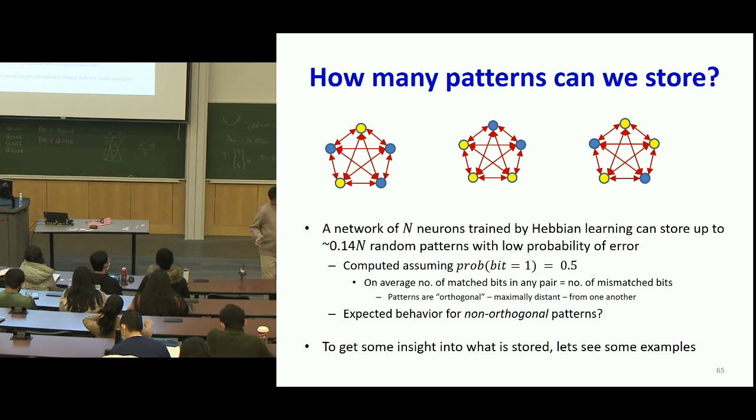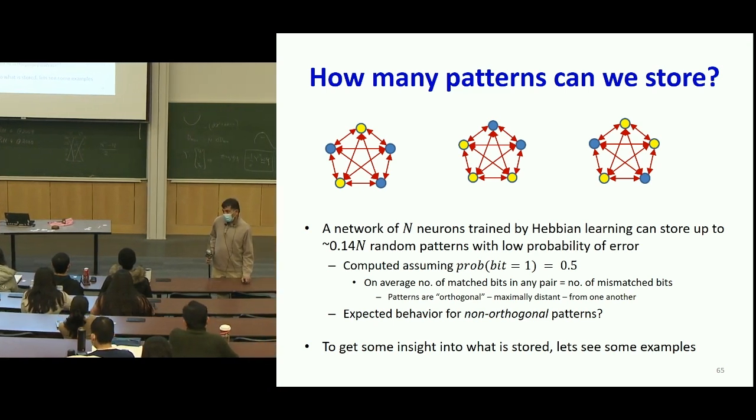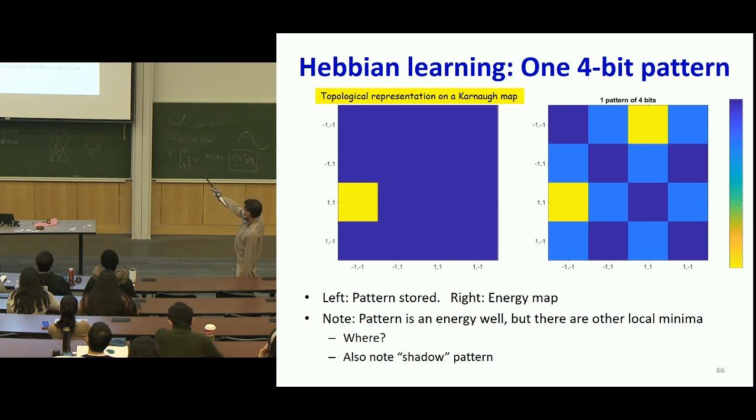If the patterns are randomly chosen, the expectation is that all the patterns are going to be orthogonal to one another, right? So if I do that, let's see how this works. Again, this is the energy representation. I'm trying to store one pattern. And if I use Hebbian learning, that's the kind of energy contour that you get, right?